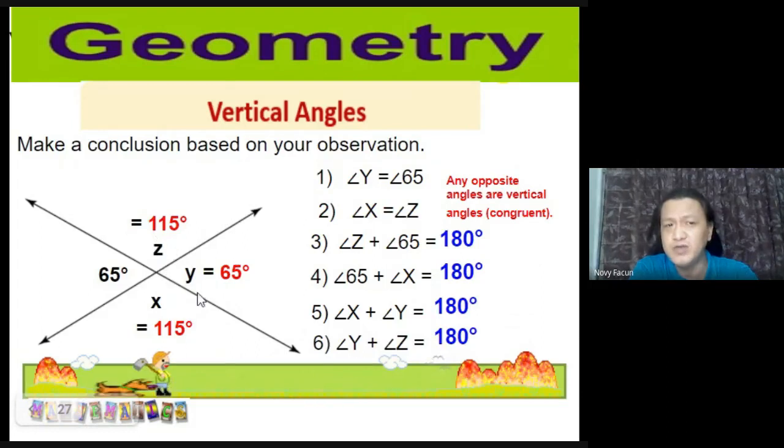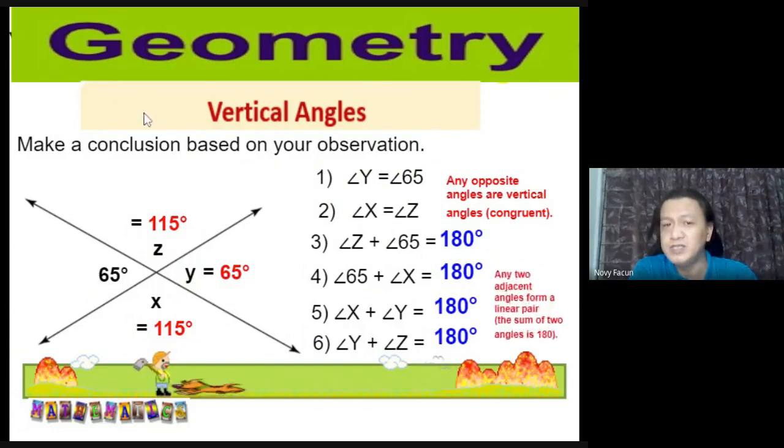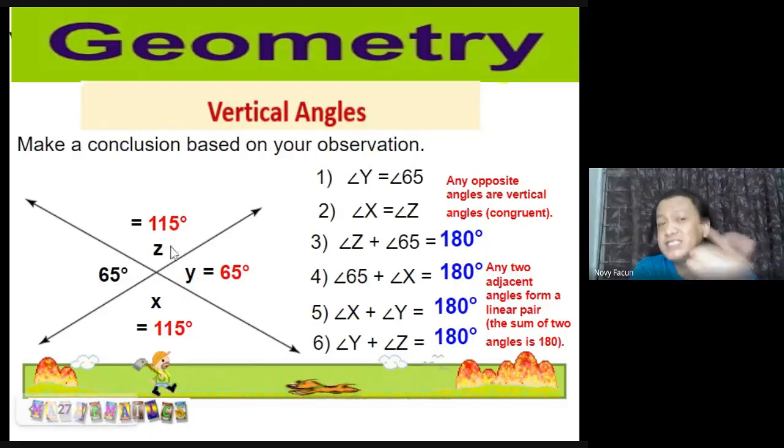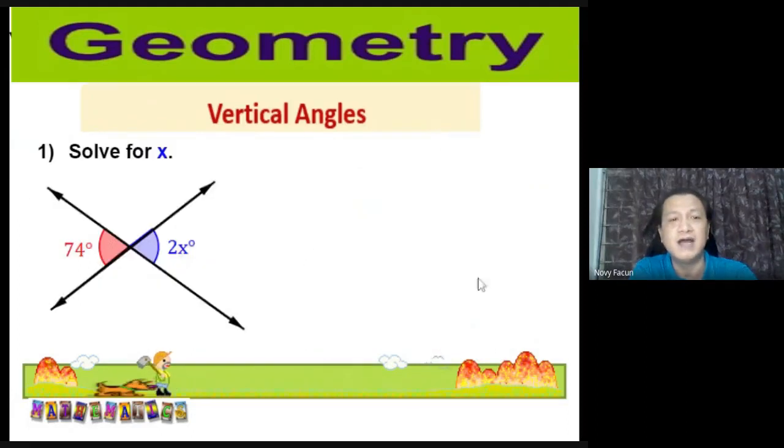If you're going to observe, yung magkatabi sila, meaning they are adjacent, if you're going to add, always the sum is 180. So meaning to say, any two adjacent angles form a linear pair, the sum of two angles is 180. Tandaan natin yan, basta kahit sino dyan na magkatabi, 180 siya because they are linear pairs or supplementary. Okay, now let's apply, solve for x.